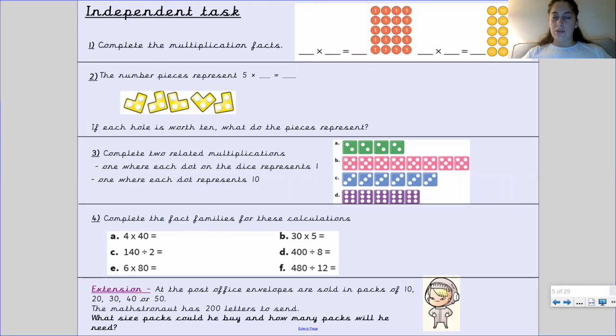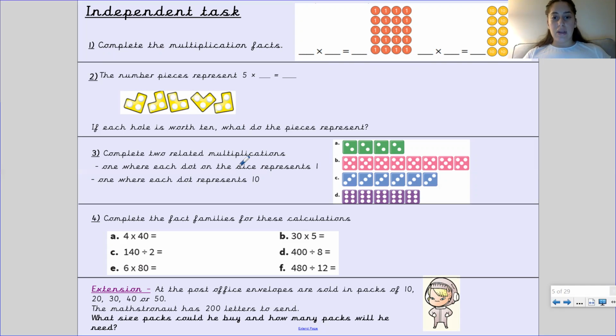Now what you're going to do is your independent task based on everything that we have just learnt. The main thing I want you to focus on is the fact that if a number is being multiplied by ones and the same number is then being multiplied by tens, all we need to do is add a 0 to our answer. So for example, if we have 2 times 5 equals 10, 2 times 50 would equal 100. All we've done is add a 0 to the 10.